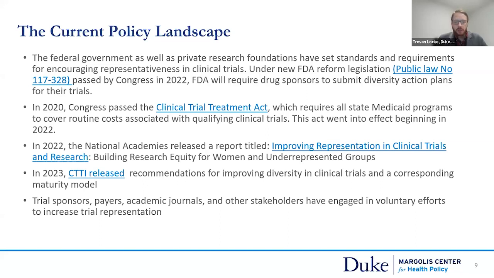A few years ago, Congress passed the Clinical Trial Treatment Act, requiring state Medicaid programs to cover routine costs within clinical trials. As noted, last year the National Academies released their report with some clear recommendations. Just earlier this spring, our colleagues at the Clinical Trials Transformation Initiative released their recommendations for improving diversity in clinical trials and a corresponding maturity model. And across the space, from sponsors to payers to journals to other stakeholders, many of which you'll hear from today, have engaged in voluntary efforts to increase trial representation.